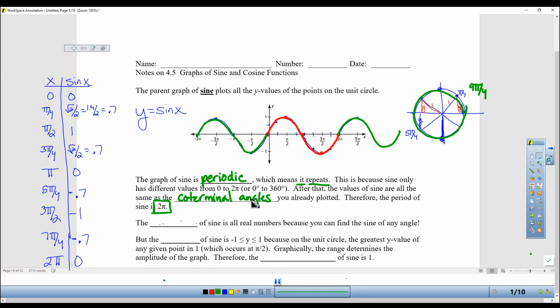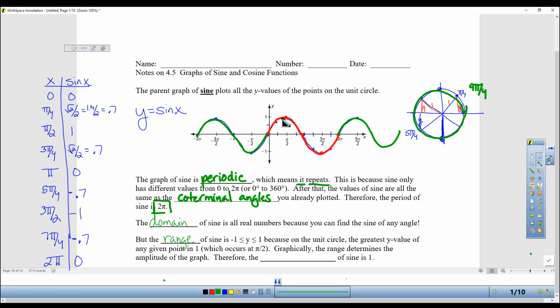We have a domain. I mean, I've been saying this since September. You're not escaping domain and range. So the domain of sine is all real numbers because you can find the sine of any angle. Doesn't matter where you are in the unit circle, how many times you've been around, where you are on the x-axis, there's a value. But the range of sine is actually just negative 1 to 1.